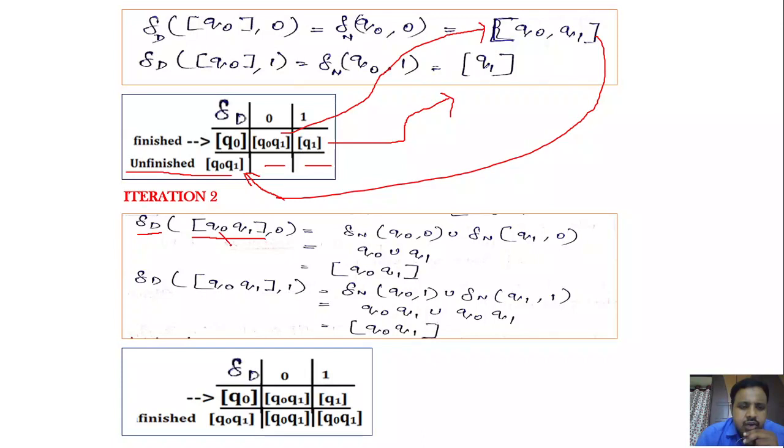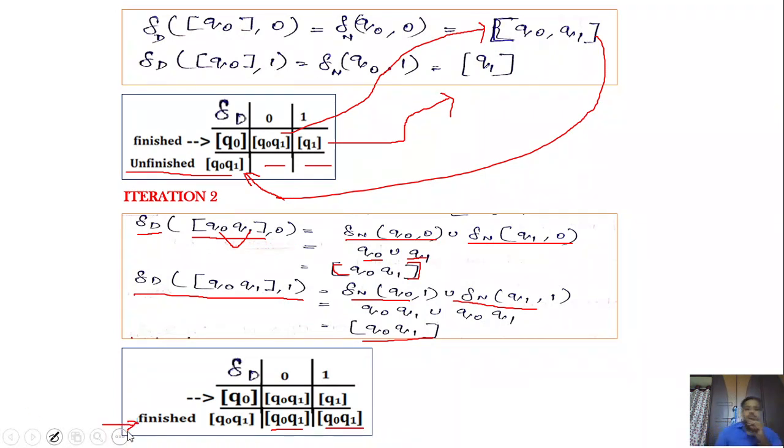So these two are separate states in the NFA, right? So we have to write like this: delta N of Q naught comma 0 union delta N of Q1 comma 0. What is the result? Q naught union Q1. So Q naught union Q1 means it is Q naught Q1 only. Next, delta D of Q naught Q1 comma 1. Identify the transitions by considering the NFA. You will get Q naught Q1, right? So here we got the transition from Q naught Q1 on 0 and 1. So when you fill those transitions in the transition table, you mark this Q naught Q1 as finished.